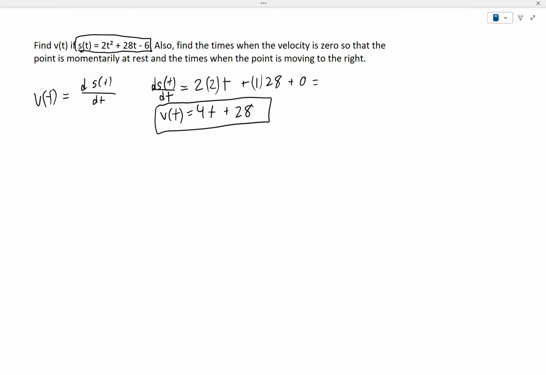So now we're supposed to find the times when the velocity is 0 so that the point is momentarily at rest. So we're just going to say velocity is 0, and let's find the times for which that is the case. Okay, so we subtract 28 from each side, and we're going to divide by 4 on each side. So we end up getting t is equal to negative 7. So this is the value that satisfies the condition that we put on the equation, with velocity being 0.